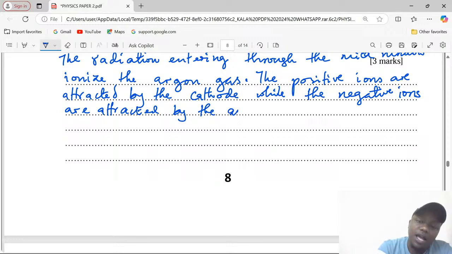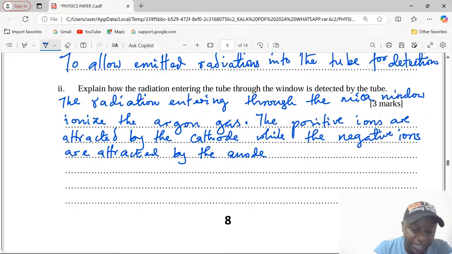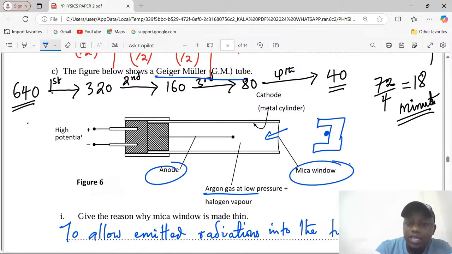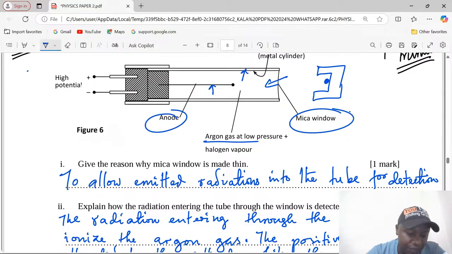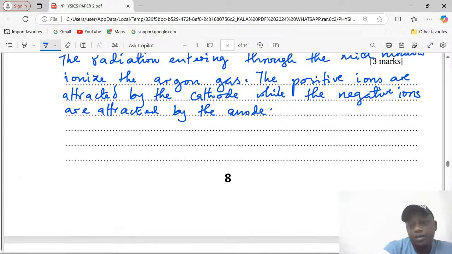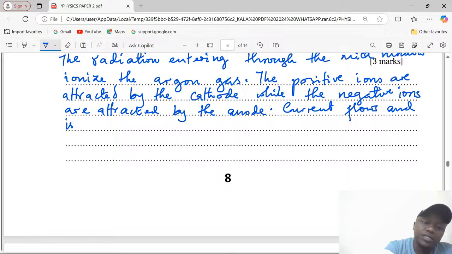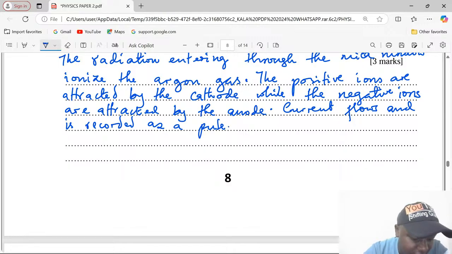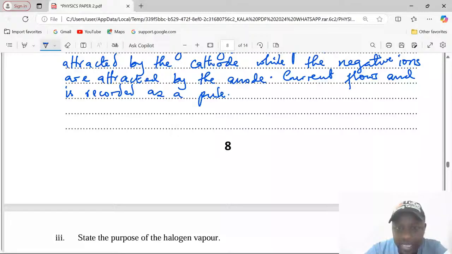So when that happens, look at the diagram. The positive ones are moving here. The negative ones are moving to the anode. And because we have a potential difference there, we say that current flows. And it is recorded as a pulse. So that's how detection happens.